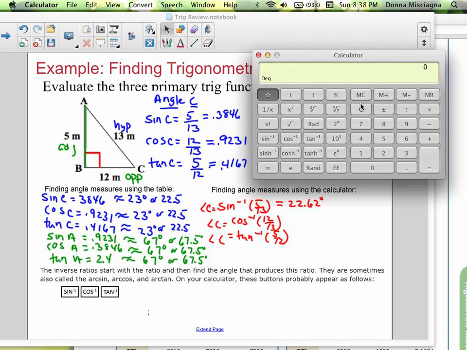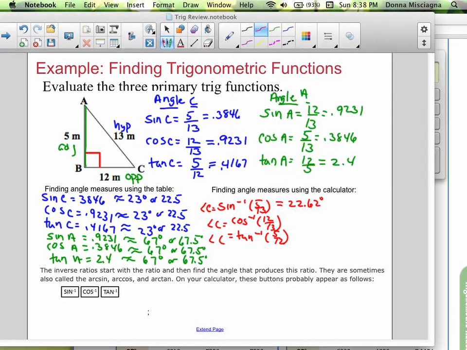Let's do the same thing with the cosine ratio. So 12 divided by 13 equals, and now we'll do our arc cos. And notice we get the exact same answer, 22.619, and so forth, which we'll round to 22.62. Let's see what happens if we use arctan. Right, and now we're going to hit arctan, and notice we get that same angle measure, 22.62.